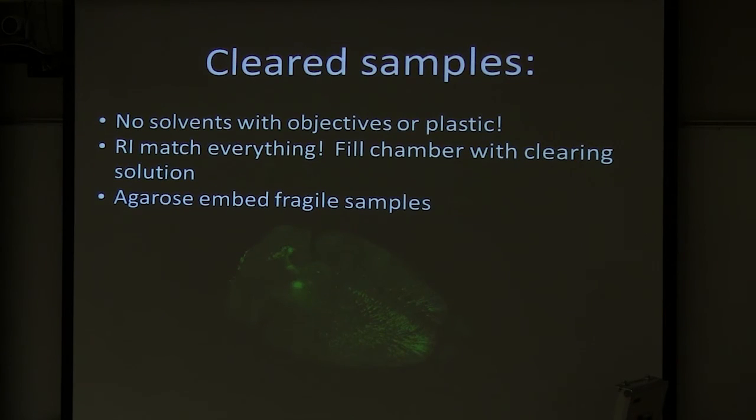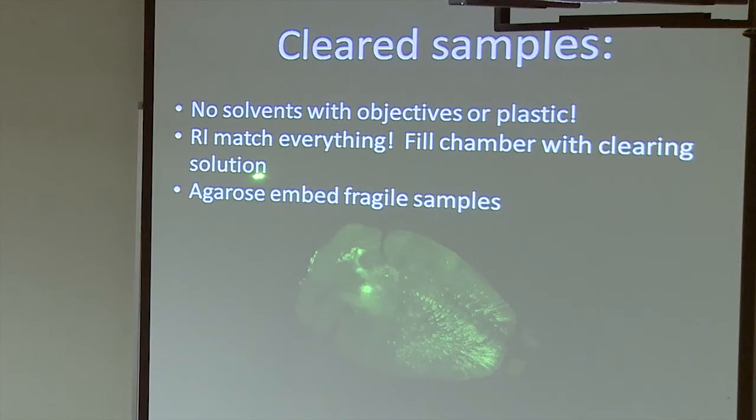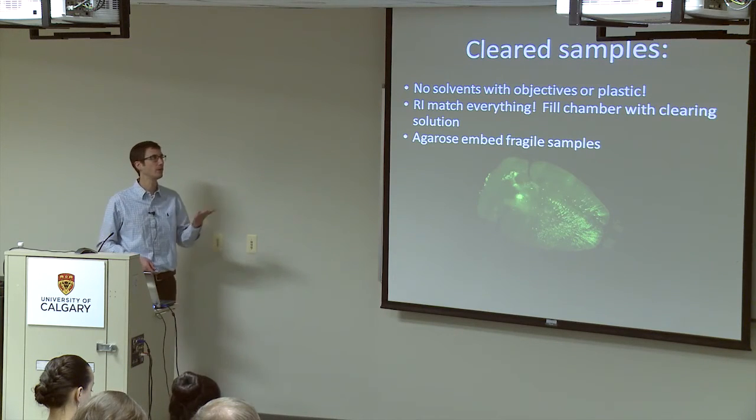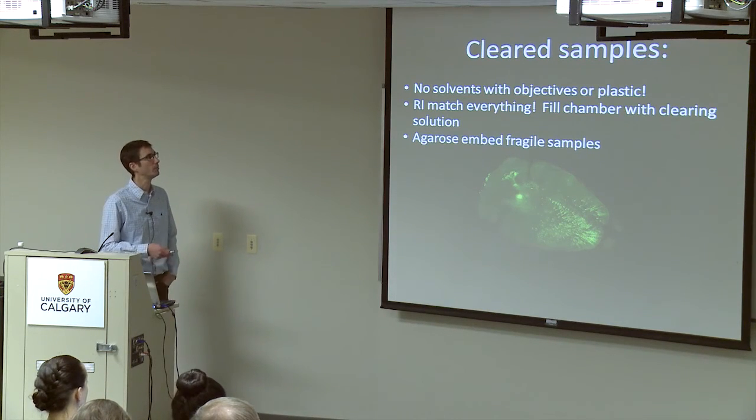The other thing that you want to remember with cleared samples is to make sure that you refractive index match everything as best as possible. And the key step to this is filling the chamber with the exact same clearing solution that your sample's been sitting in. So usually we'll leave your sample sitting in 30 mLs of clearing solution, put your sample in the microscope, and pour that exact same 30 mLs into the microscope so that you have a perfect refractive index match throughout your sample and throughout that chamber.